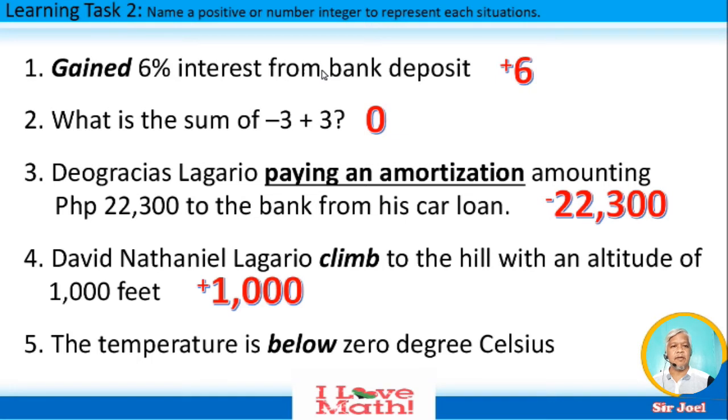The word below indicates what? Negative. Okay. So, in this case, this is equivalent to what? A negative degree. So, wala akong pwedeng ilagay na number kasi ang sabi lang naman dito is below 0 degree Celsius. So, to be safe, your answer in number 5 is just what? A negative degree or negative degree Celsius. Okay?